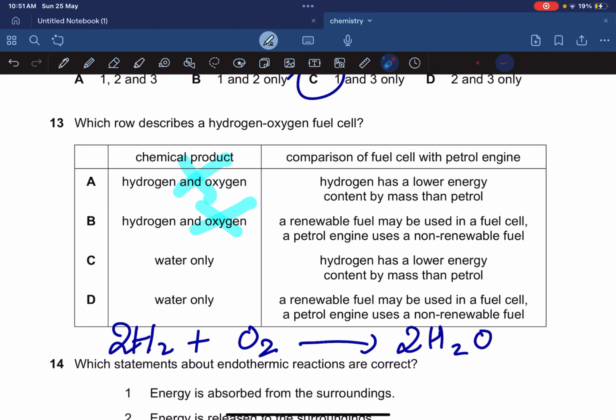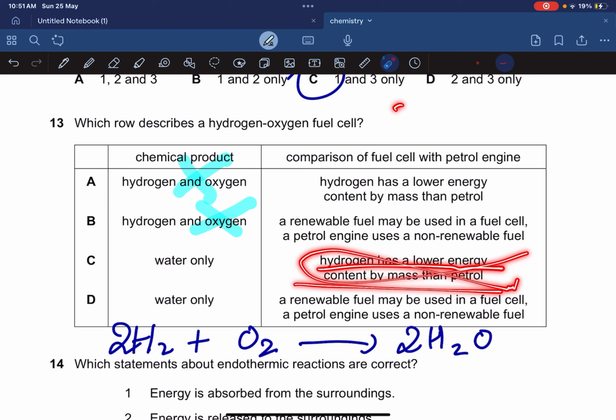Now let's read the comparison of a fuel cell with a petrol engine. A petrol engine releases carbon dioxide, whereas a hydrogen-oxygen fuel cell is extremely clean, making water the only chemical product. Hydrogen has a lower energy content by mass than petrol. That's extremely incorrect. Why? Do you know why?